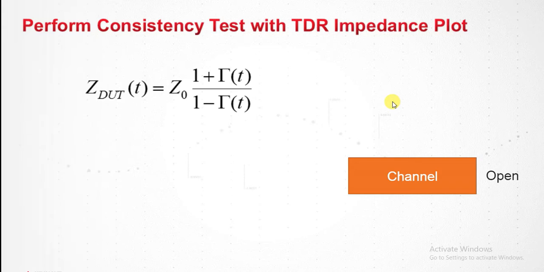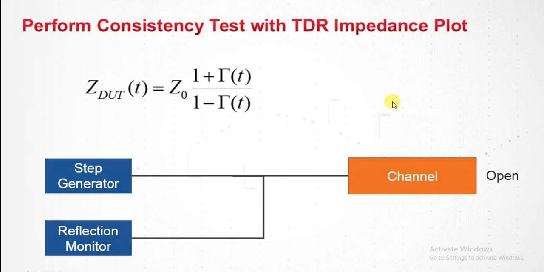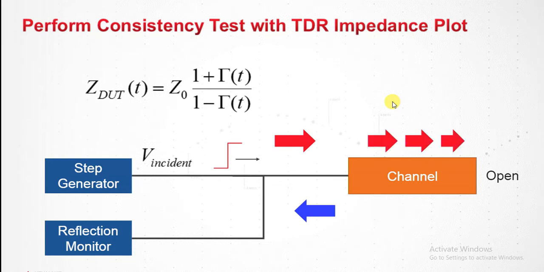But right now we do not have the gamma. We'll need a step generator and a reflection monitor to calculate the gamma. The step generator shoots an incident wave into the channel and it gets reflected by the channel. Both the incident wave and the reflected wave will be recorded by the reflection monitor. And after we have the reflected signal and the incident signal, we will be able to calculate the gamma and find the impedance.